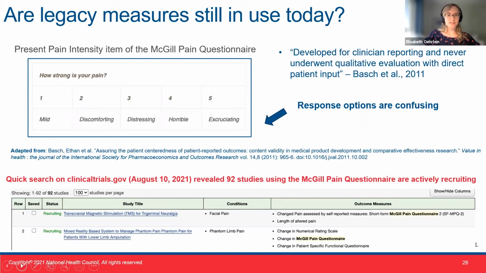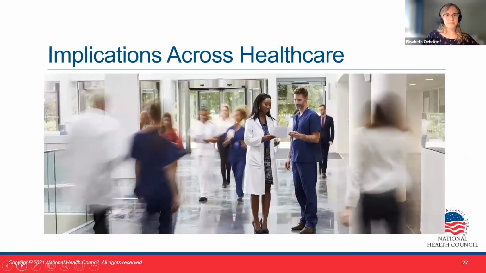And there might have been a reduction, but when I did a quick search on clinicaltrials.gov yesterday, I found that in fact, 92 studies are using the McGill Pain Questionnaire, and those were just the ones that are actively recruiting today. I looked at the McGill Pain Questionnaire to see if it had been updated since, and what I found was the same response options actually as is listed here. Next slide, please. And so I want to call out that this really has broad implications across healthcare.